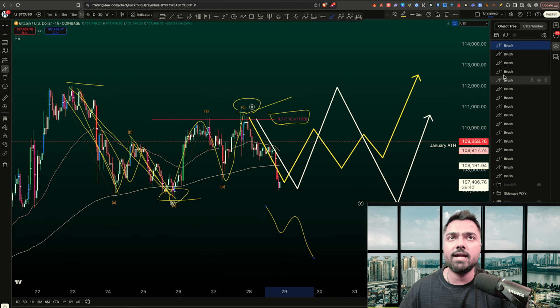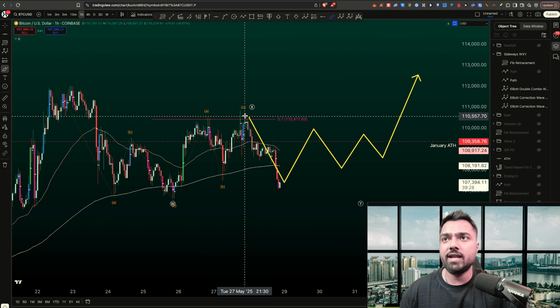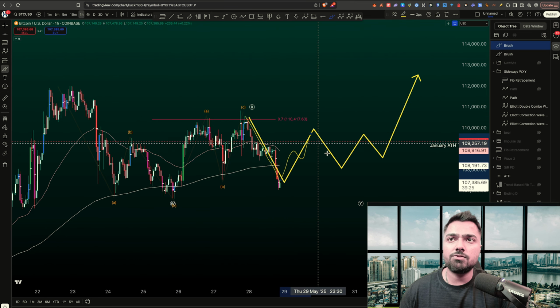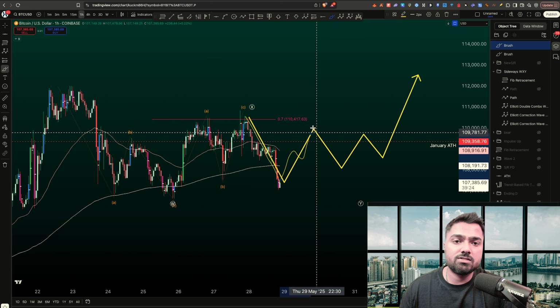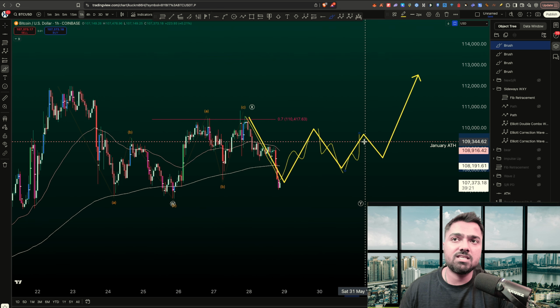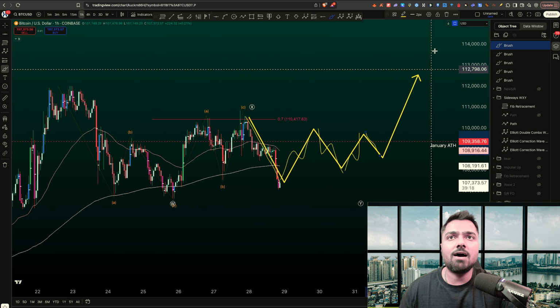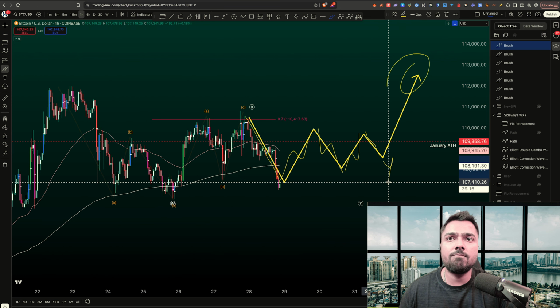Either you are going to be creating some sort of a triangle in which we already have our wave A, and then we look for another 3-wave move towards the upside in wave B, another 3-wave move in wave C, another 3-wave in D, and another 3-wave in E. After that, we look for higher prices. Your wave Y ends right around here.